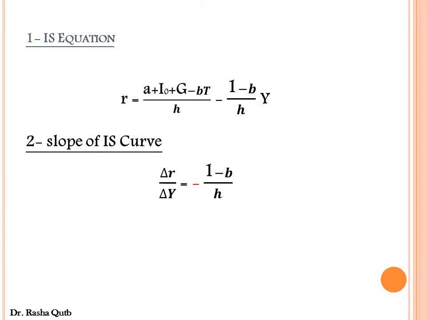How can we understand this inverse relation? We say when the interest rate increases, induced investment would decrease. When investment decreases, through the multiplier, national income would decrease. Thereby, we have an inverse or negative relationship between interest rate and national income.